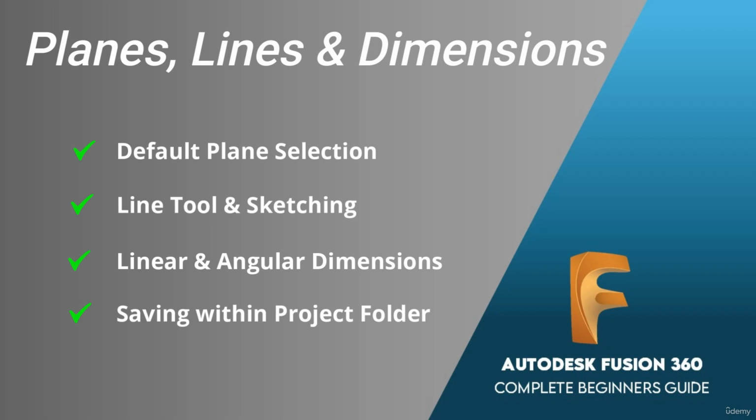In this lecture, we will create our first sketch and we're going to be using the line tool. We'll start by understanding which default plane we should start our sketch on, and then we'll create a basic sketch using the line tool and apply both linear and angular dimensions to fully constrain it. And then finally, we'll finish the sketch by saving it within our project folder.